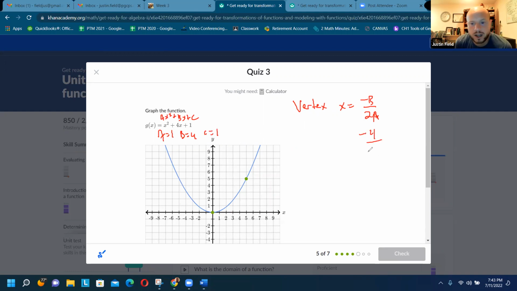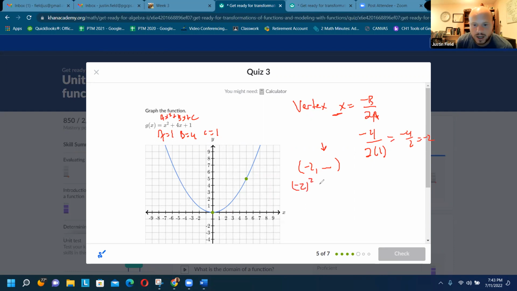And so we're going to do -4 over 2 times 1, which is -4/2, which is -2. And that's the x coordinate of the vertex. So you know it's -2 comma something. How do we figure out the y coordinate? We substitute into the function.